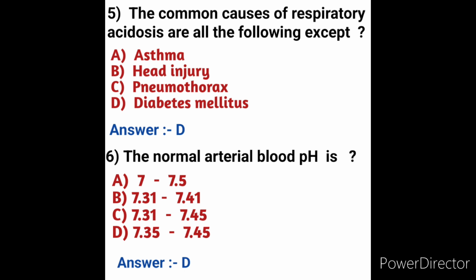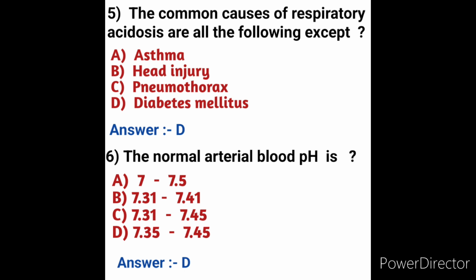Diabetes mellitus is the except condition for respiratory acidosis. But during the treatment of diabetic ketoacidosis, DKA, several metabolic and electrolyte derangements can occur, ultimately resulting in respiratory compromise, not acidosis, respiratory compromise. So the except condition for respiratory acidosis is diabetes mellitus. Next, move on to question number 6.